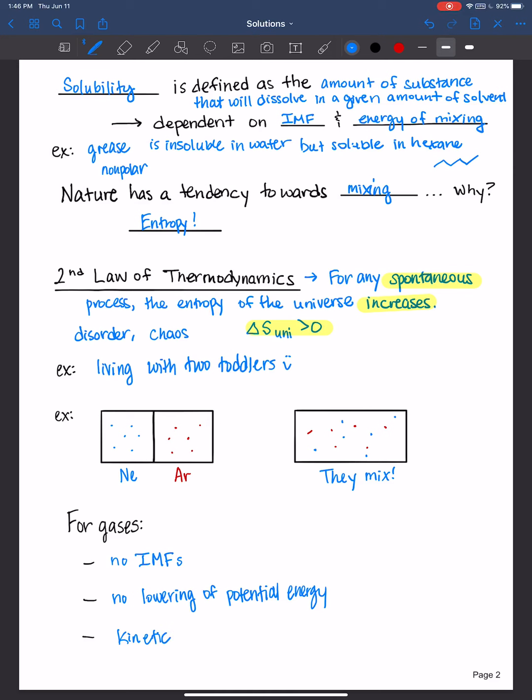So the kinetic energy is dispersed over greater volume. And basically, that just means that there's greater entropy.